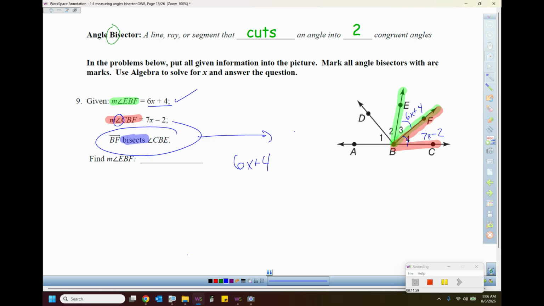The green one was 6x plus 4, and that's going to equal the red one, which is 7x minus 2. And we could use algebra. I'll put a 2 there instead of a 7.